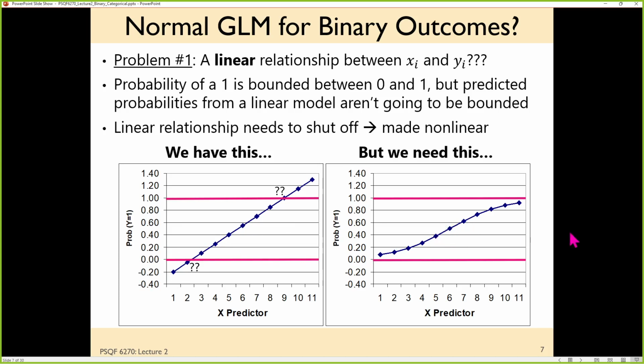So that has several implications for how we would talk about the effect of x, because the effect of x is not constant anymore. The effect of x is going to be the biggest around a probability of 50-50, and it's necessarily going to result in smaller and smaller changes to the probability as you get close to these boundaries.